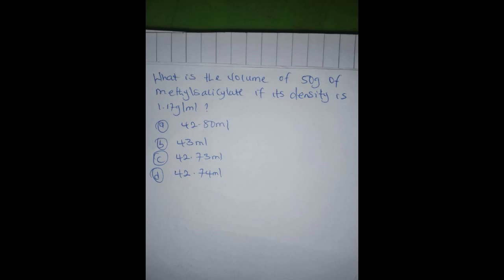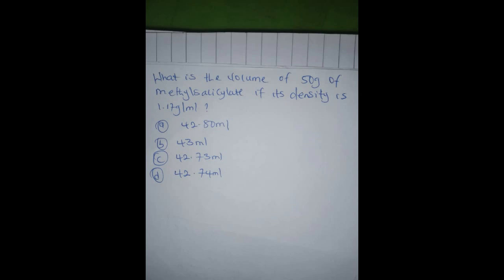42.80 mL. Option B says 43 mL. Option C says 42.73 mL. Option D says 42.74 mL. But after this calculation, you will get something like 42.7350 or 1 something mL.